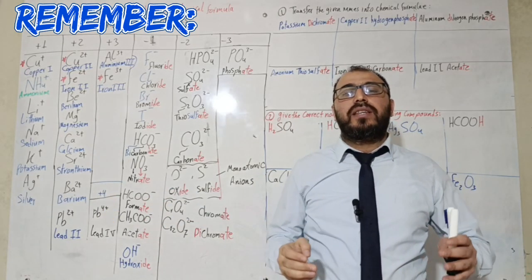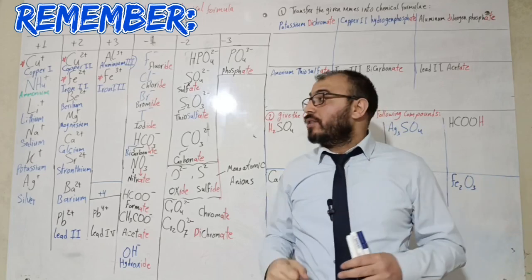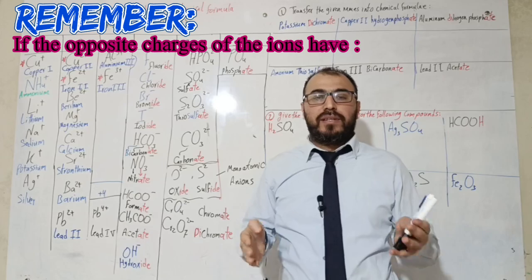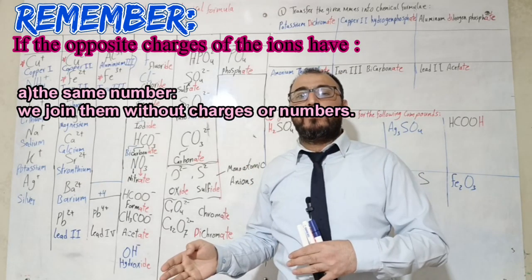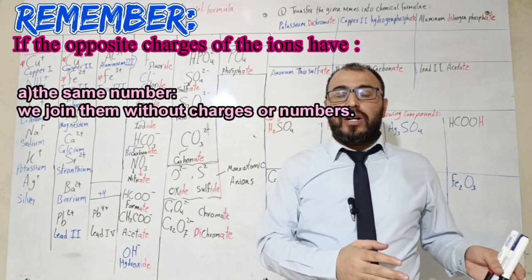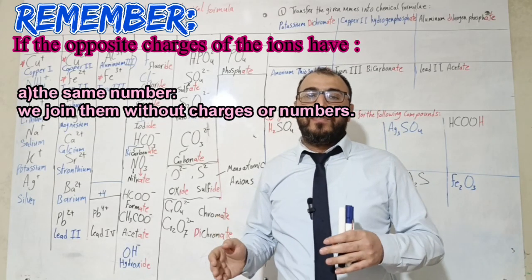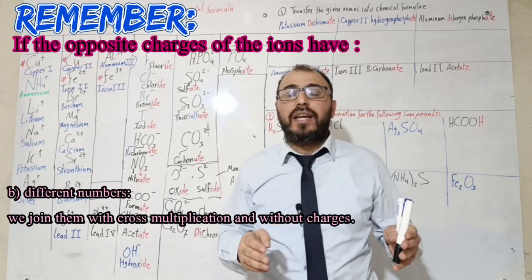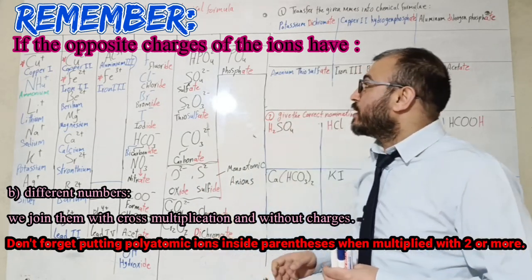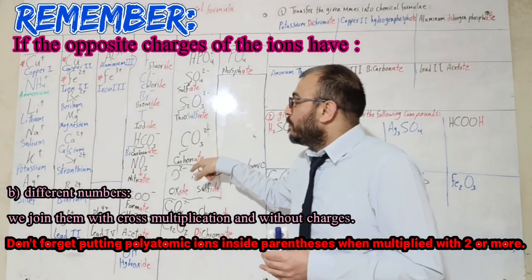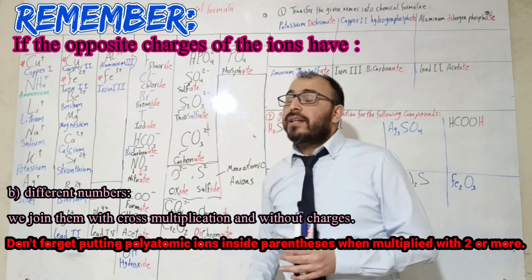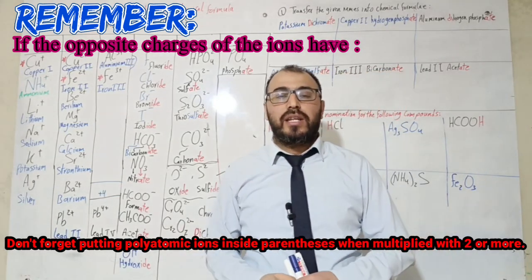And then, my friends, we said that we look at the charges. If the charges of the positive ion and negative ion are the same, for example both of them +1, or both of them -1, we combine them together without looking at the charges or the numbers. And if they are different, in the second case, we should cross multiply them and use parentheses in the case of the polyatomic ions, while for the monoatomic ions, we keep them without using any parentheses.